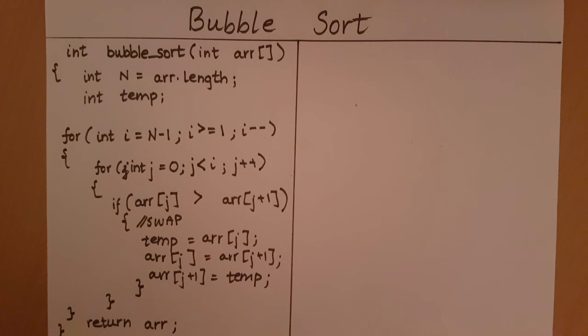In the worst case of bubble sort, where we are trying to arrange elements in an array in ascending order, the worst case would be if we receive an array which is in descending order. In such a case, all the loops will run the maximum number of times, and every time the if statement is going to be entered.